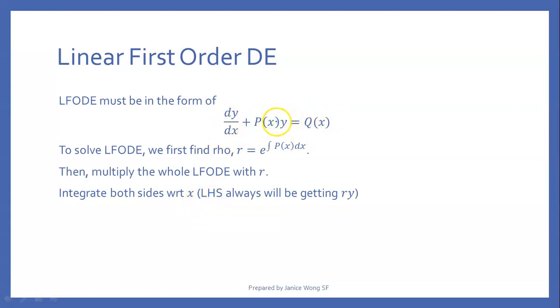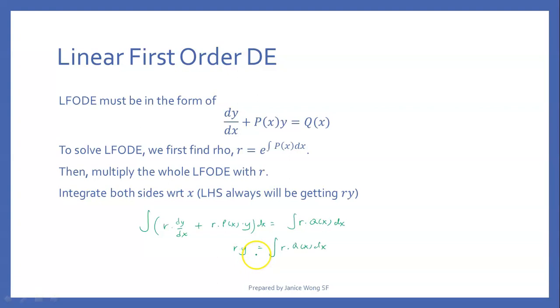So look at this linear first order DE. After we have found rho, for this DE, we multiply rho. Same goes for the right hand side, multiply rho. Then we integrate with respect to x both sides. For left hand side, it will always give us rho y equivalent to the right hand side. We just need to integrate the right hand side in order to solve for the differential equation. These are the steps to be followed in order to solve LFODE.